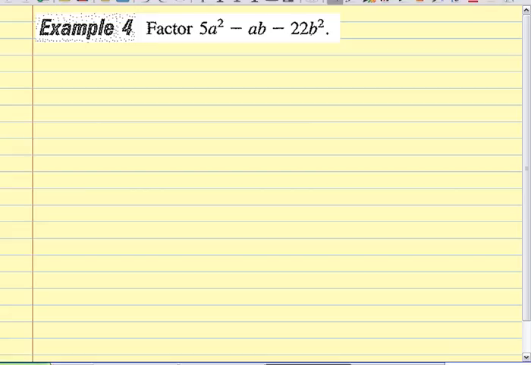Okay, folks, example number 4. Now, of course, they're going to make this harder for us because they picked A and B as the variables. So I'm hoping you guys will bear with me. Let's just change the variables that they used. Can we write 5x squared minus xy minus 22y squared? Same problem, I just changed the letters that they used for the variables, okay?